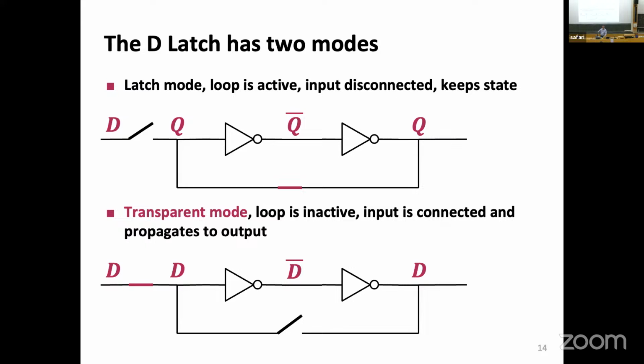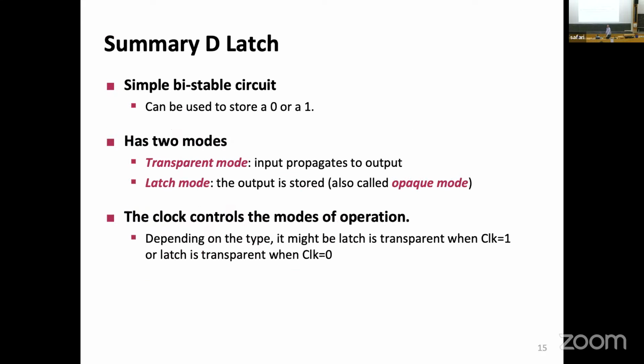Excellent questions. I'm moving one slide. Okay, so I hope, since we are not going into the transistor level design, I have convinced you a little bit that we have a simple bistable circuit. We have 2 modes. In one mode, we are transparent. The input propagates to the output.